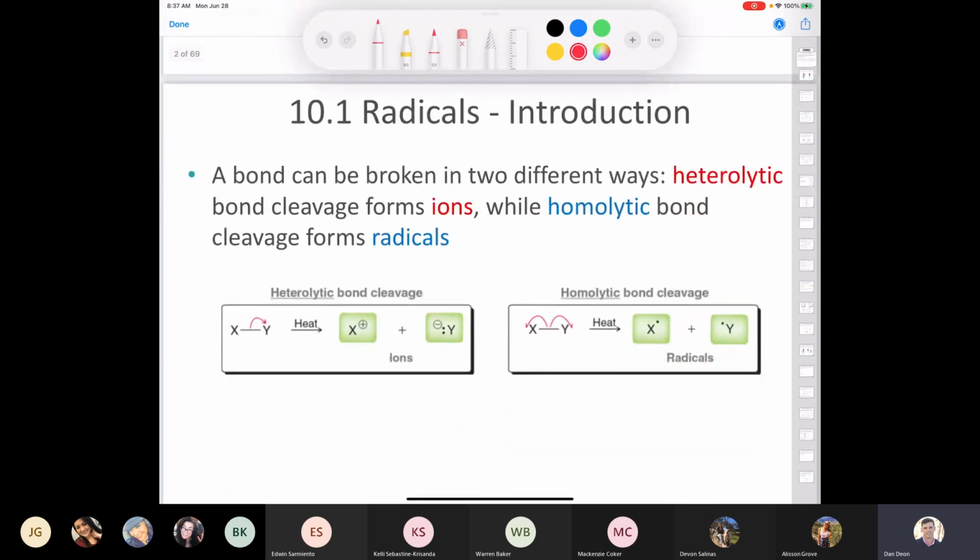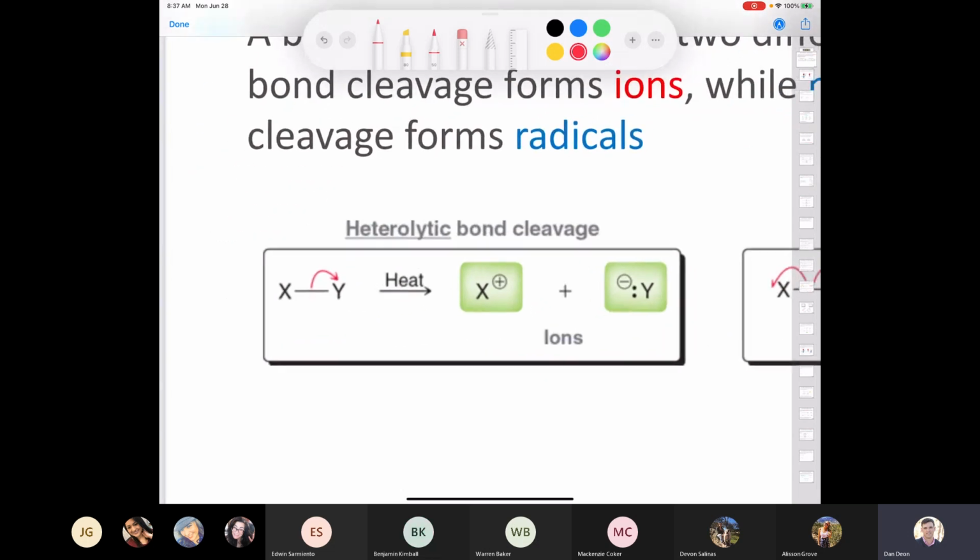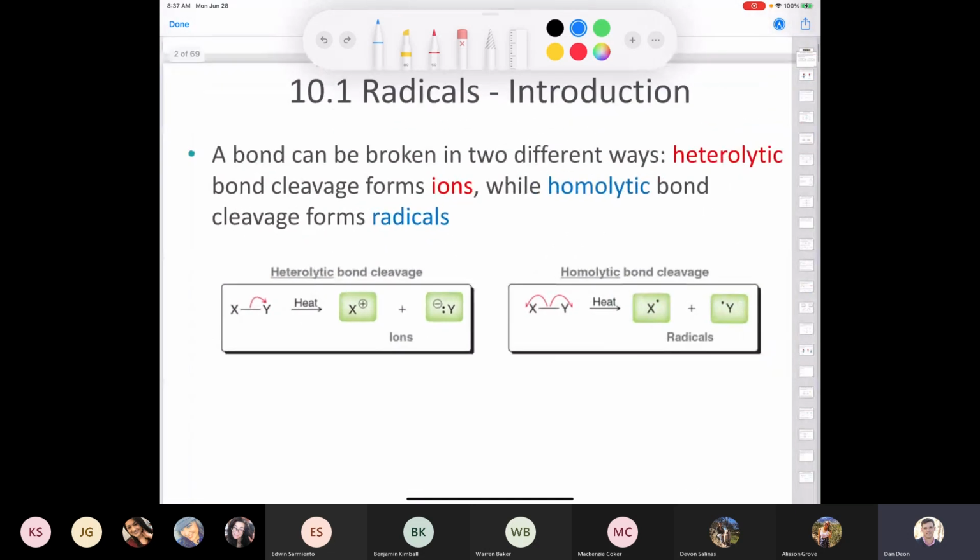It says a bond can be broken in a couple of different ways. You can have heterolytic bond cleavage, which forms ions, and homolytic bond cleavage, which forms radicals. If we have a bond between 2 elements and both of the electrons end up going with one of those elements to make an anion and a cation, that is a heterolytic bond cleavage. We saw that occur many times in ionic mechanisms. But we also talked about homolytic bond cleavage.